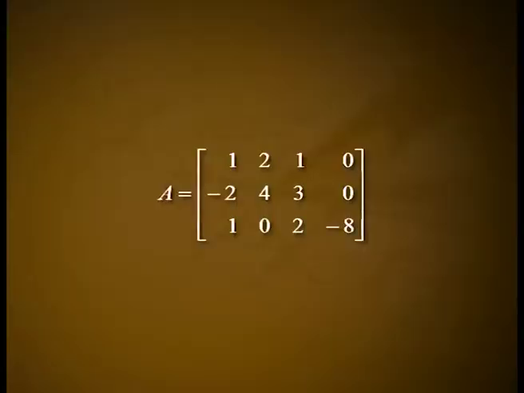Hence, rank of A is 2. Example 5. Find the rank of the following matrix by reducing to its normal form. A is equal to the matrix [1 2 1 0; -2 4 3 0; 1 0 2 -8]. Solution. By elementary row and column transformations, it can be seen that the given matrix can be reduced to the normal form, the matrix [1 0 0 0; 0 1 0 0; 0 0 1 0], which is equal to [I3 0]. Hence, the rank of the matrix A is 3.